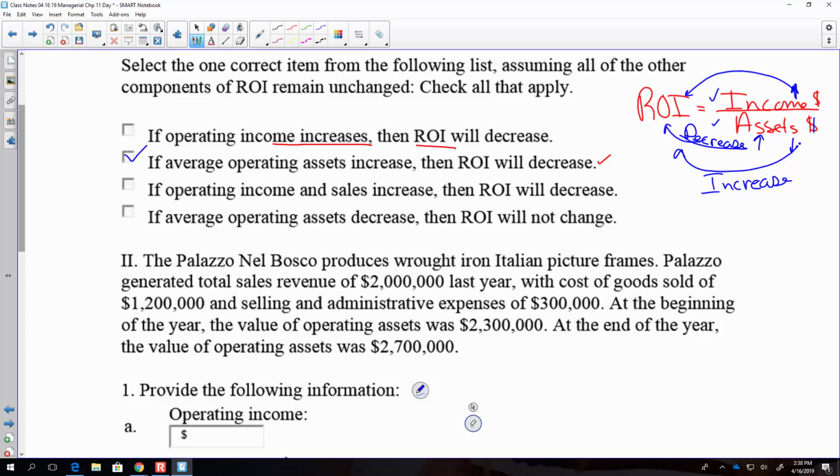There's at least one question, if not two, on this relationship. You need to know the effect of these two, income and assets, on our ROI. 3 points apiece. So if you miss both, you're almost down to a B already. Okay? You got it? Any questions? Clear as mud? Okay. All right, let's go to the next part, part 2 here.